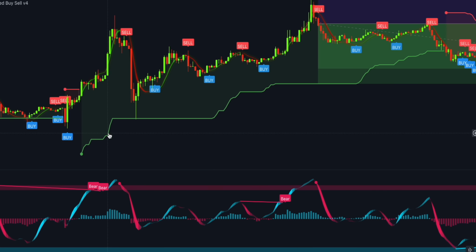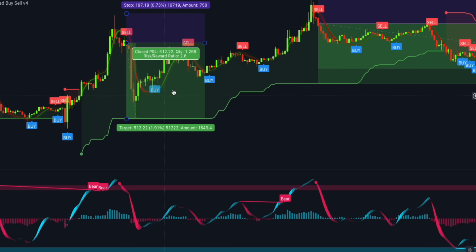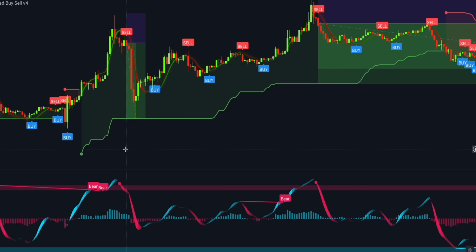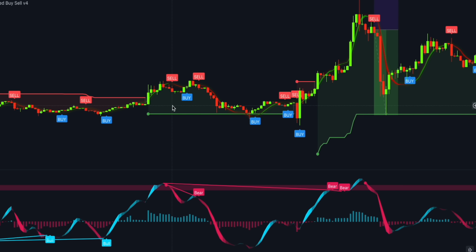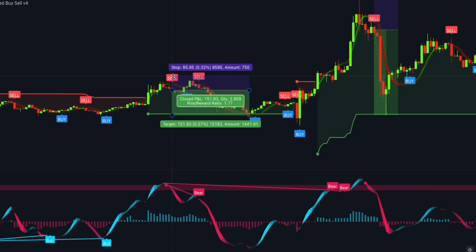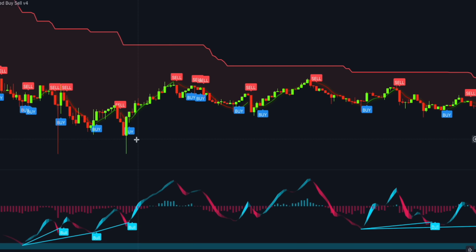Notice how well this strategy finds extremes in the price. The best part about it is that it ignores all the fake signals that happen in a ranging phase. Only high-quality trades are taken. It is also a good idea to combine this method with price action. For example, you can use support and resistance key levels to find where the market is likely to reverse. This will give you an extra confirmation when executing trades.